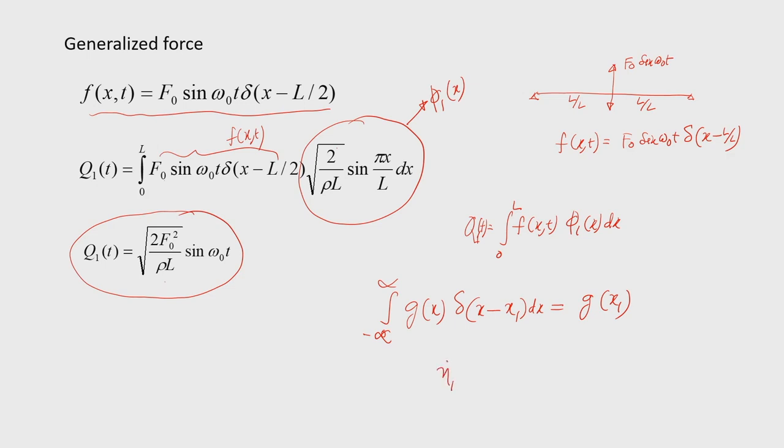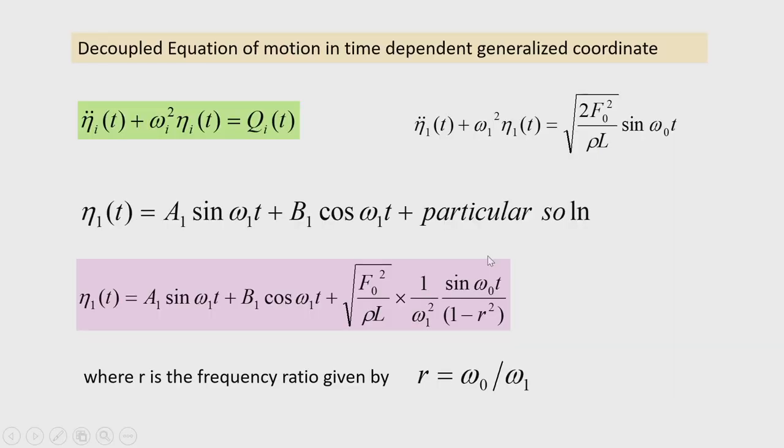Now we have to solve this equation. It is the same type of equation that we obtained in the case of a single degree of freedom system subjected to harmonic input. So the response will consist of two parts: one is the free vibration solution, plus the forced vibration, that is the particular integral. We will write the response as follows. This is the free vibration solution, A1 sin omega 1 t plus B1 cos omega 1 t, the homogeneous solution of the ordinary differential equation, eta 1 homogeneous. And the particular integral we have to find out.